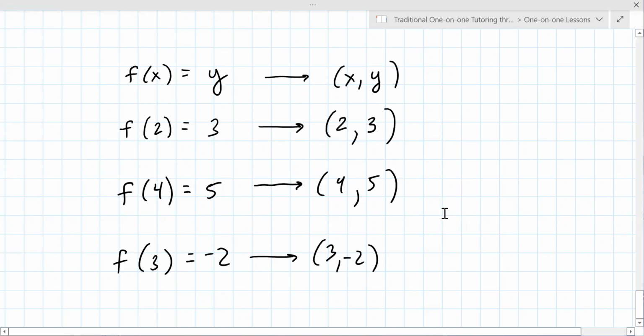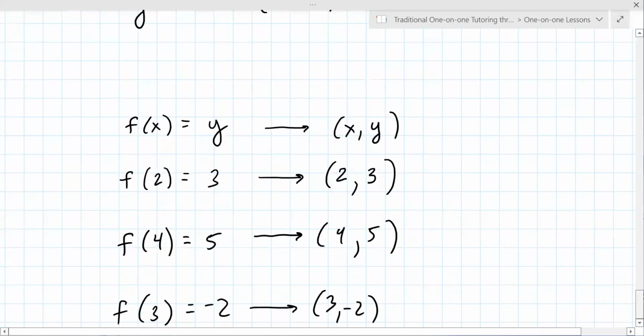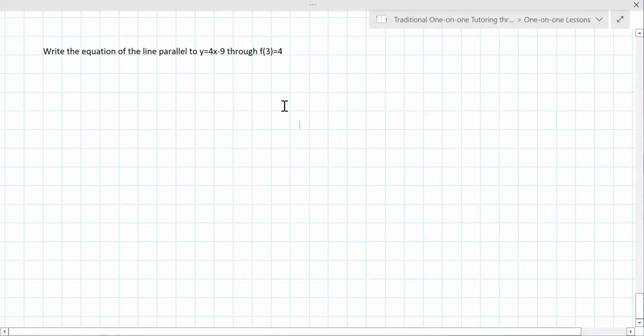All right, so here is another question that you might be asked here. Let me grab this one. Let me just change this a little bit. 4x plus -9 through f of 3 equals 4. Okay, so here we go. Actually, let me change this. 5 like that.